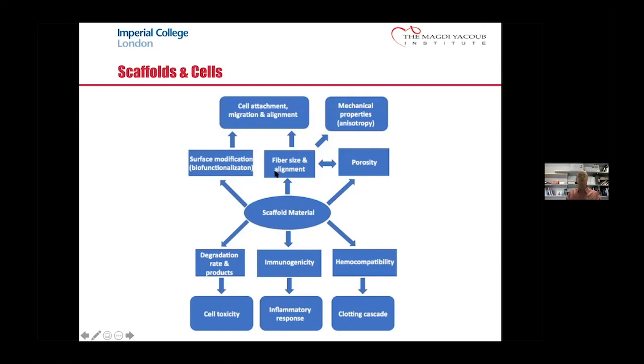As we mentioned briefly earlier, the modification of the surface, or biofunctionalization of the scaffold, again, is an important consideration in order to achieve the correct type of cell attachment, migration and alignment, to try to get a more valve-like profile of cells within your scaffold, and how these things also contribute to maintaining the mechanical properties of your material.